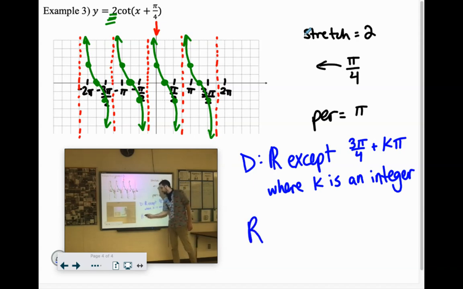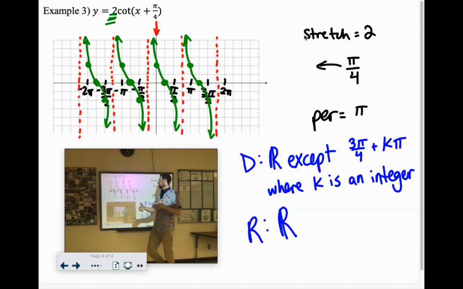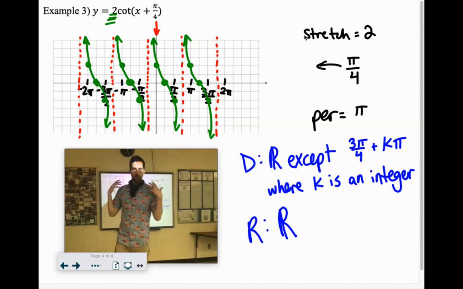Range, all real numbers. That's it, guys. Now we've graphed all 6 of the trigonometric functions.